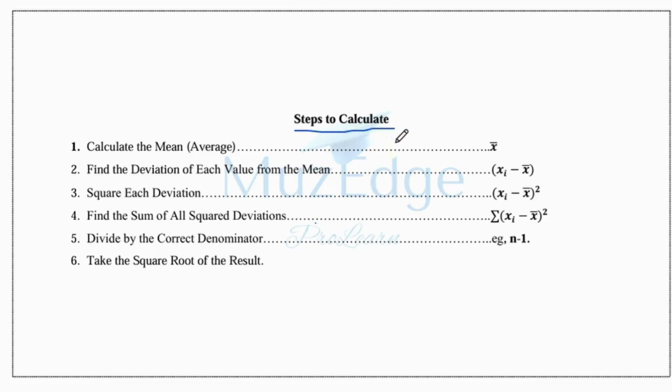Here's how you calculate standard deviation, one step at a time. Step 1. Calculate the mean of all values. Step 2. Subtract the mean from each data point to get the deviation. Step 3. Square each of those deviations. Step 4. Add all the squared deviations together. Step 5. Divide this sum by the number of values for a population or by n-1 for a sample. Finally, Step 6. Take the square root of that result, and that's your standard deviation.